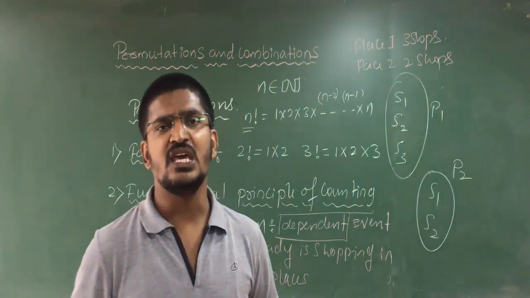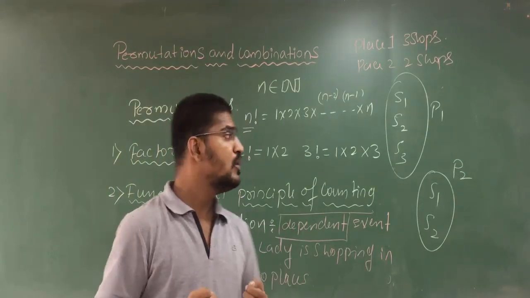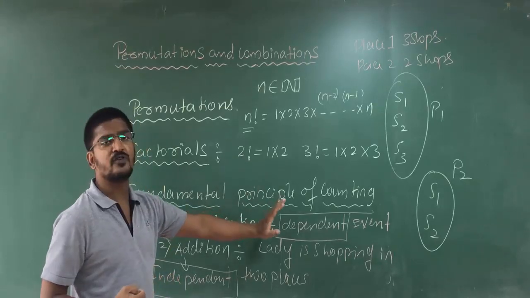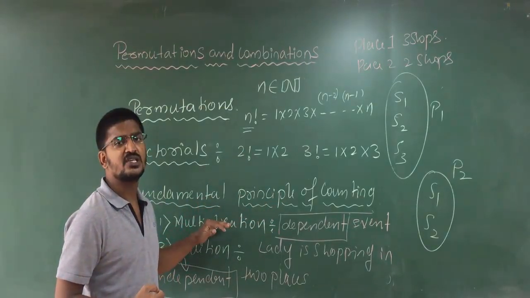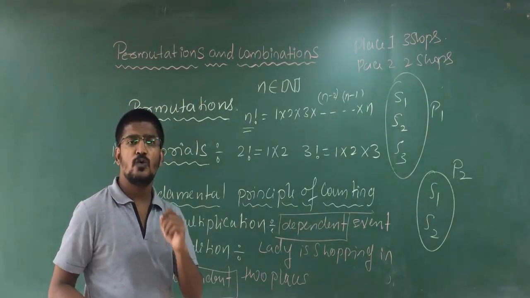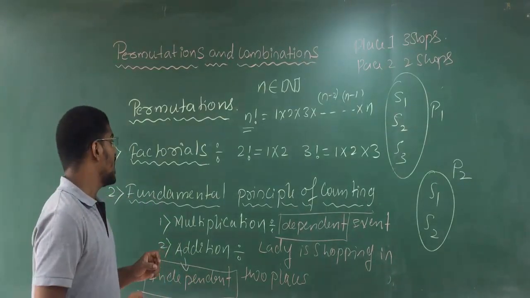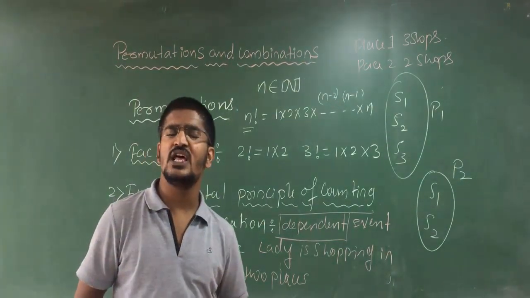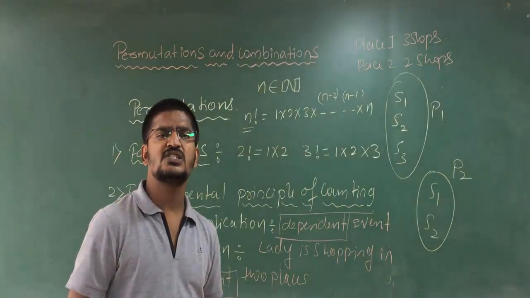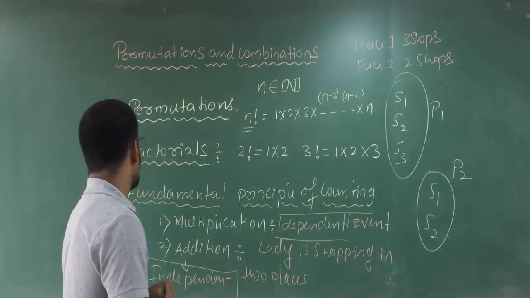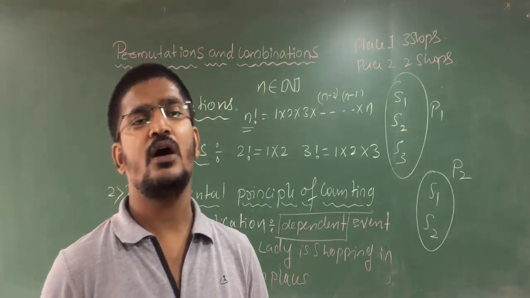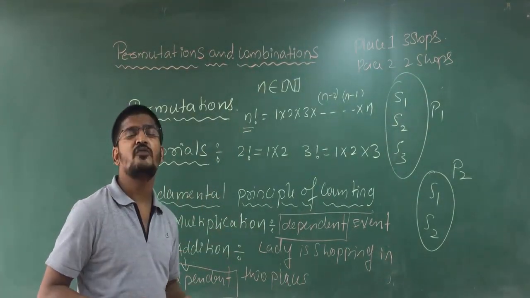Clear, students? I think these things are very much clear with you. Fundamental principle of counting for addition and multiplication. For multiplication, remember dependent. For addition, remember independent. Clear? Again, factorials, that means n factorial is nothing but 1 multiplied with 2 multiplied with 3 and so on to n. Clear, students? So now let us try to solve some problems depending on this simple concept of the fundamental principle of counting.